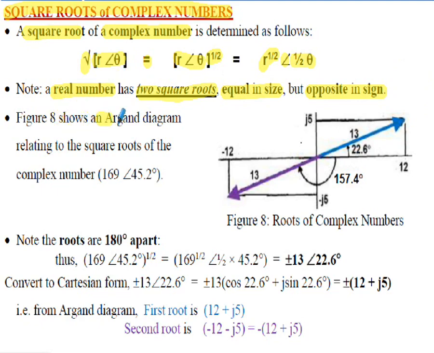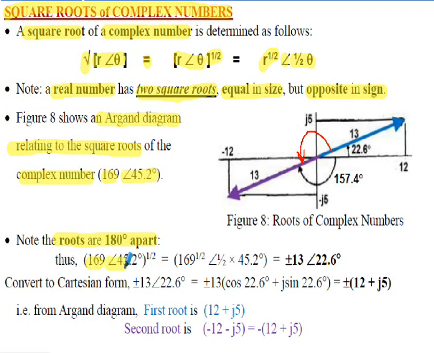The figure on the right shows an Argand diagram that relates to the two square roots of the complex number 169 argument 45.2 degrees. There are two solutions for the square root of this complex number represented by the blue and purple phasors shown. Note that the phasors are 180 degrees apart, so this angle in here is 180 degrees. To find our two roots, we go through the following process.